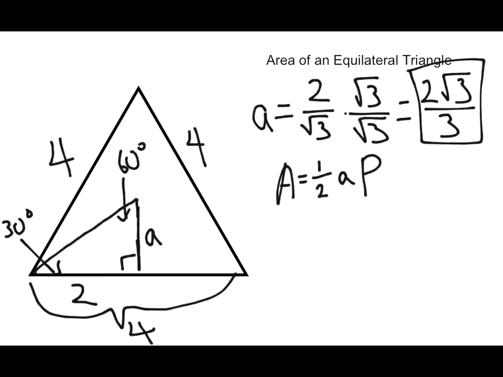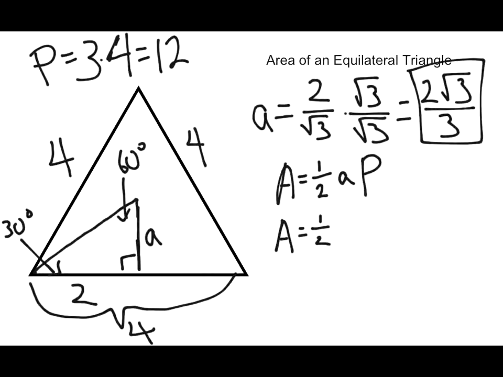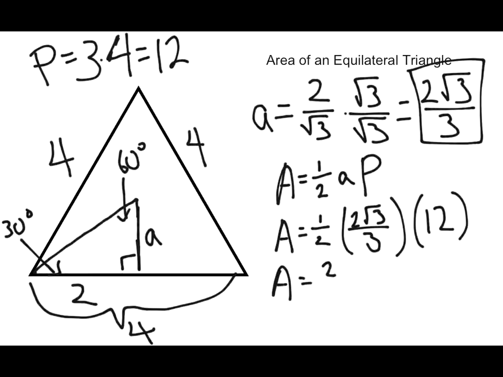So that means our perimeter is equal to 3 times 4, which means our perimeter is 12. By plugging in the apothem as well as the perimeter, that tells me area is equal to 1/2 times the apothem of 2 square root of 3 over 3 times 12. Multiplying is going to give me 24 root 3 over 6, and when we simplify, that's going to get me 4 root 3, and that will be units squared.